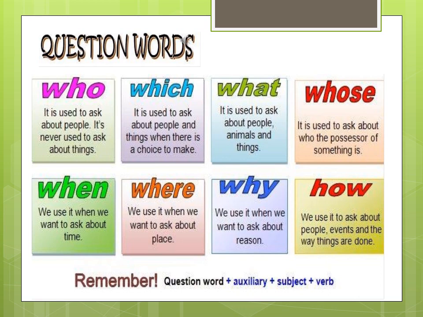When is used to talk about time. يعني السؤال عن الوقت. Where is used to ask about place. السؤال عن المكان. Why is used to ask about the reason. يعني الأسباب. How is used to ask about how people, events and things are done. يعني كيفية, على الطريقة, على الكيف. For example, you ask someone how are you. يعني كيف حالك. Okay.